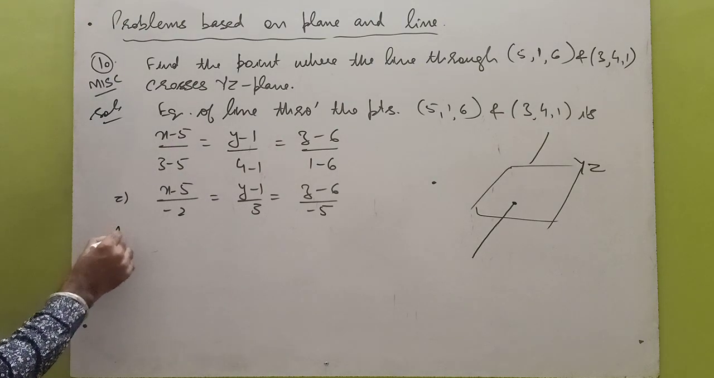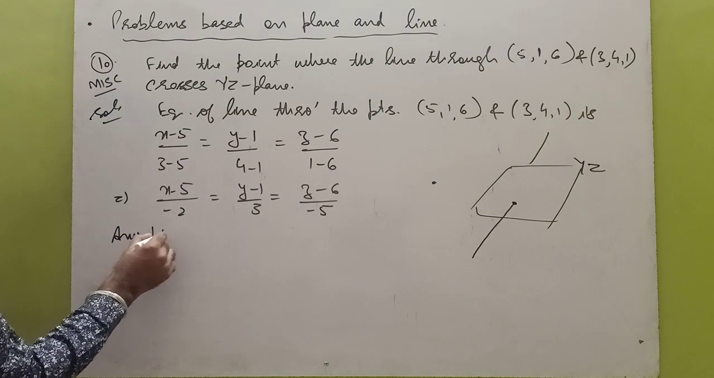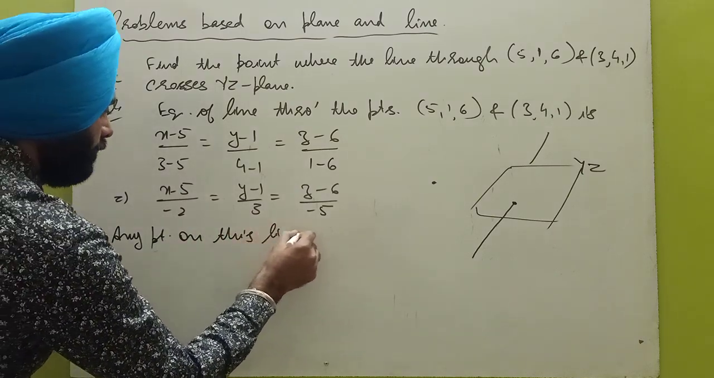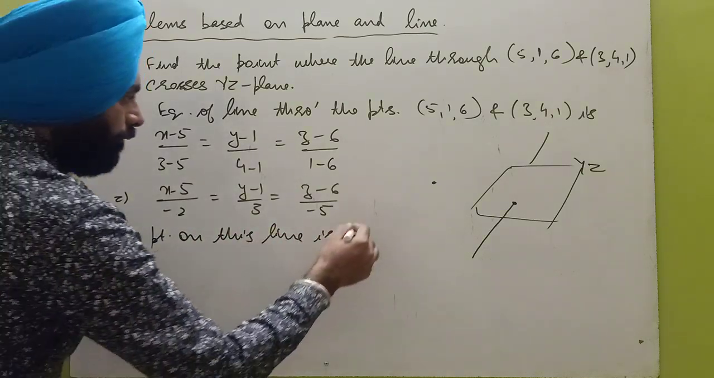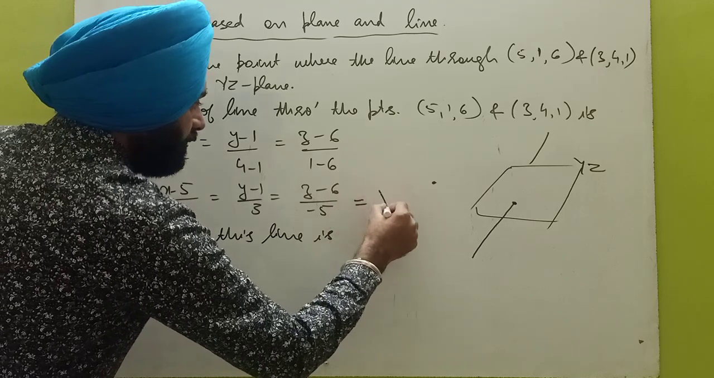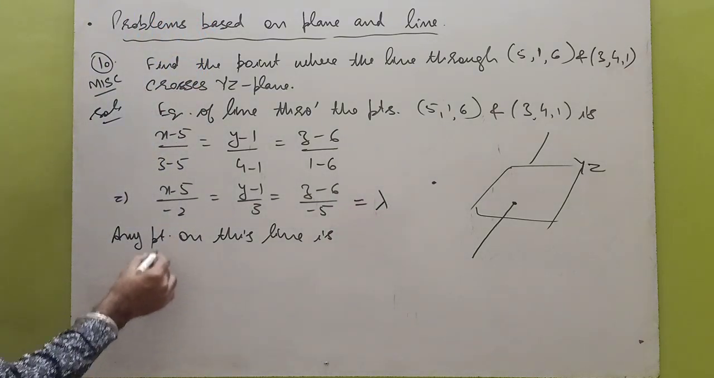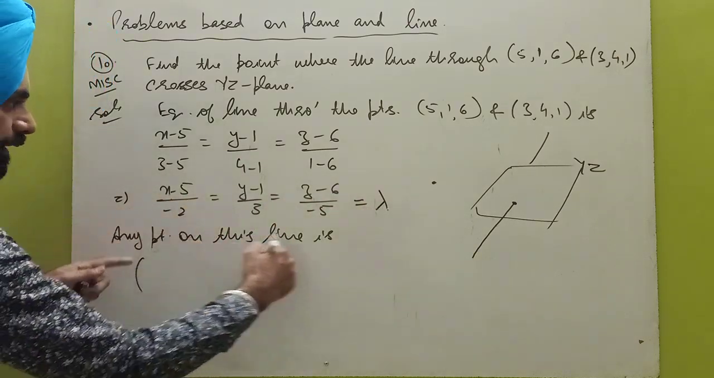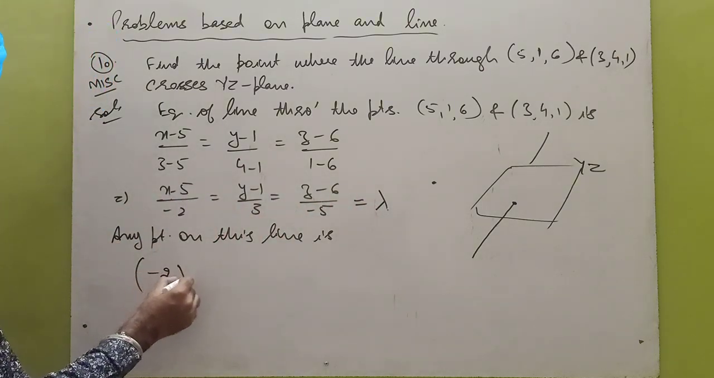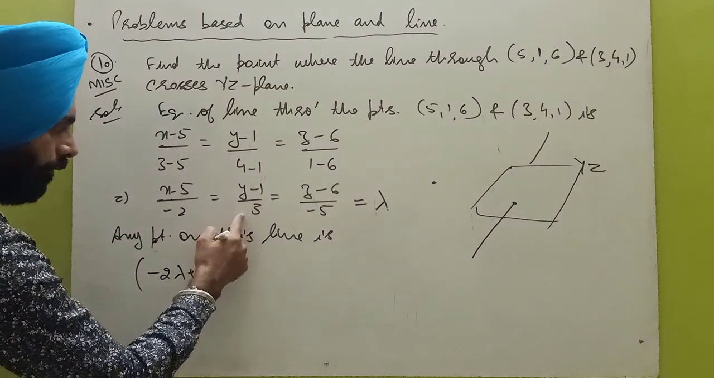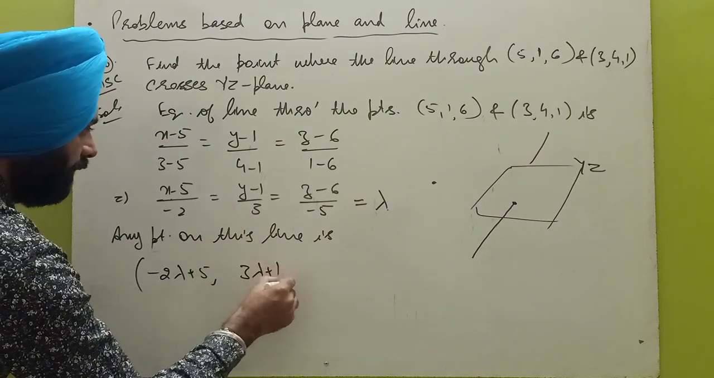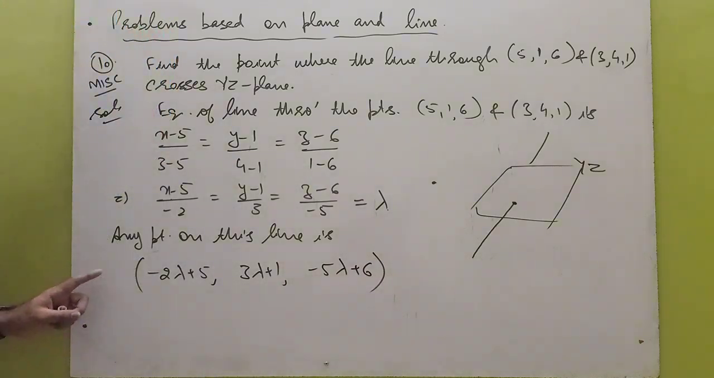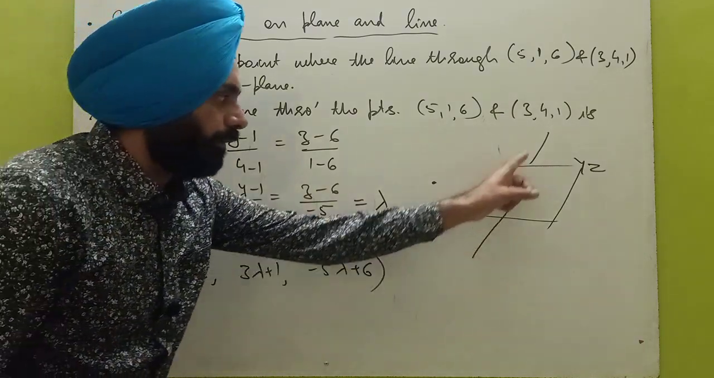For that, find any point on this line, as we have already done in straight lines. Let us take this equal to lambda. So the value of x from here is minus 2 lambda plus 5. Similarly y is 3 lambda plus 1 and z is minus 5 lambda plus 6. This is any point on this line.